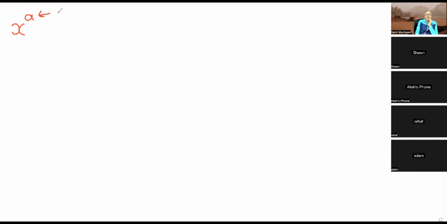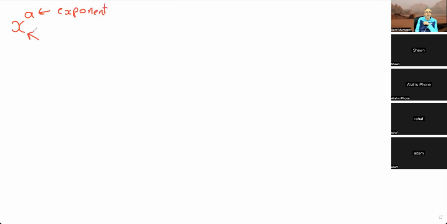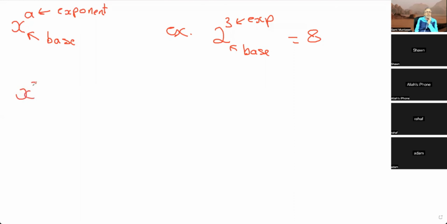The a here, we call it the exponent, and x, we call it the base. Example, if we have 2 to the power of 3, this is the exponent, and the 2 is the base. And we all know 2 to the power of 3 just means 2 times 2 times 2, which gives me 8.